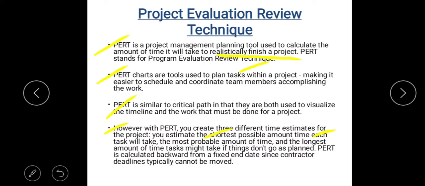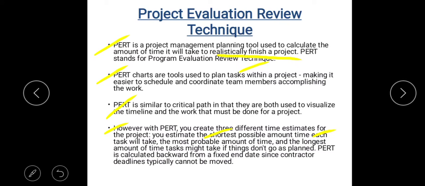For example, if the contractor is given 6 months of time to complete a certain project, in case of PERT, we are going to calculate from the end of the 6th month. We are going to calculate backwards. So what are we going to calculate? The shortest possible amount of time, the probable amount of time, and the longest amount of time.